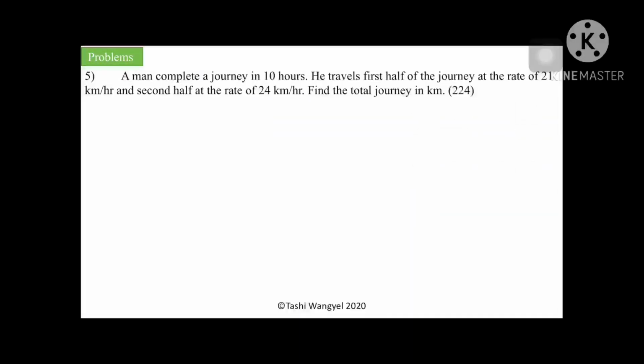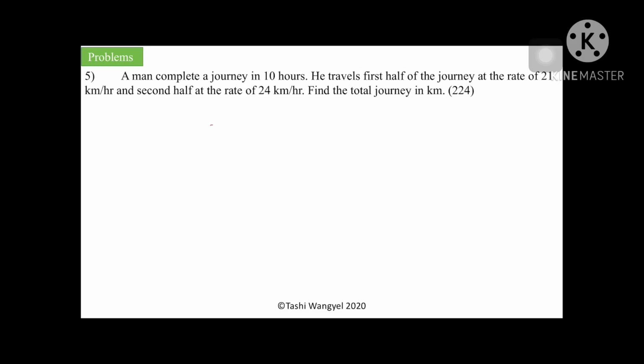The next question: A man completes a journey in 10 hours. He travels the first half of the journey at the rate of 21 km per hour and the second half at the rate of 24 km per hour. Find the total journey in kilometers.